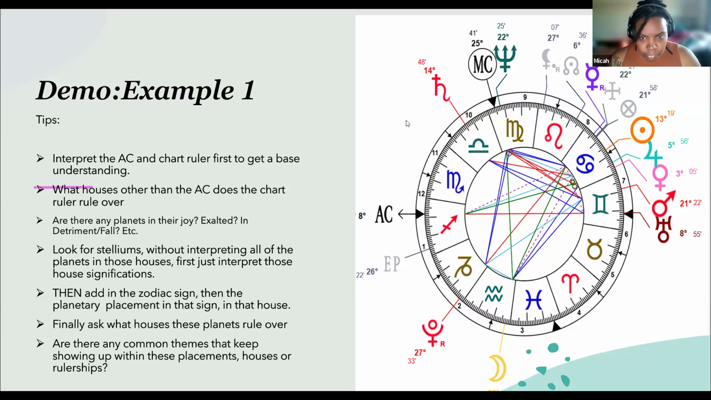So the demo, this is a chart. Honestly, I think I remember what event this was, but I don't, if I'm being completely honest. But I put over here some tips. You don't have to do it this way, but these are some tips on how I would go about this. First, interpret the ascendant and the chart ruler first to get a base understanding.